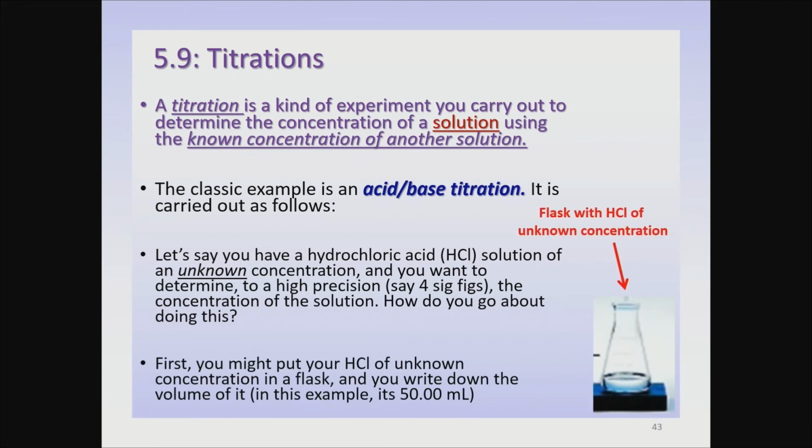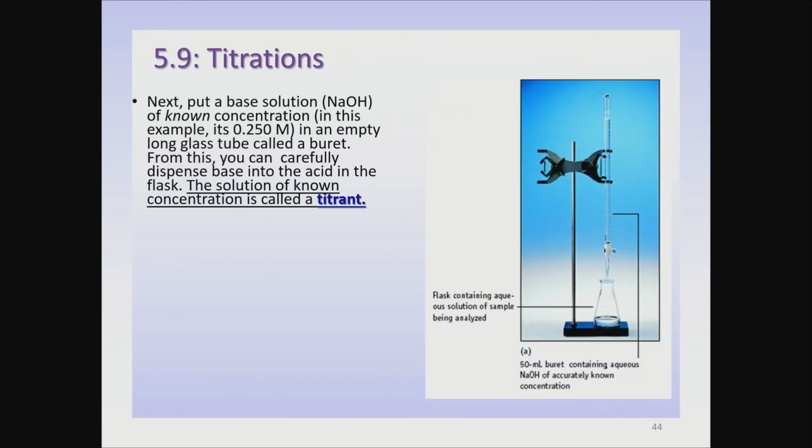So let's say you have some hydrochloric acid and you do not know what the concentration is, but you want to determine its concentration to a very high level of precision, say 4 significant figures. How would you do that? Well, the first thing you want to do is put some in a flask and write down exactly what volume of the acid you have there. Let's say you have, for example, 50 milliliters of the acid. So the next step in the titration is to add base to the hydrochloric acid.